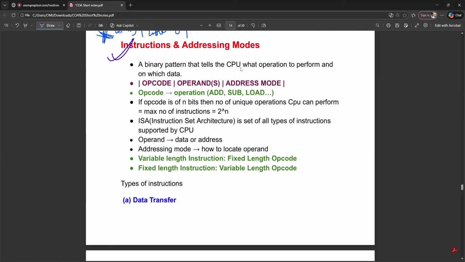A binary pattern that tells the CPU what operation to perform and on which data, right? It is called an instruction. This is called an instruction, which is a binary pattern.